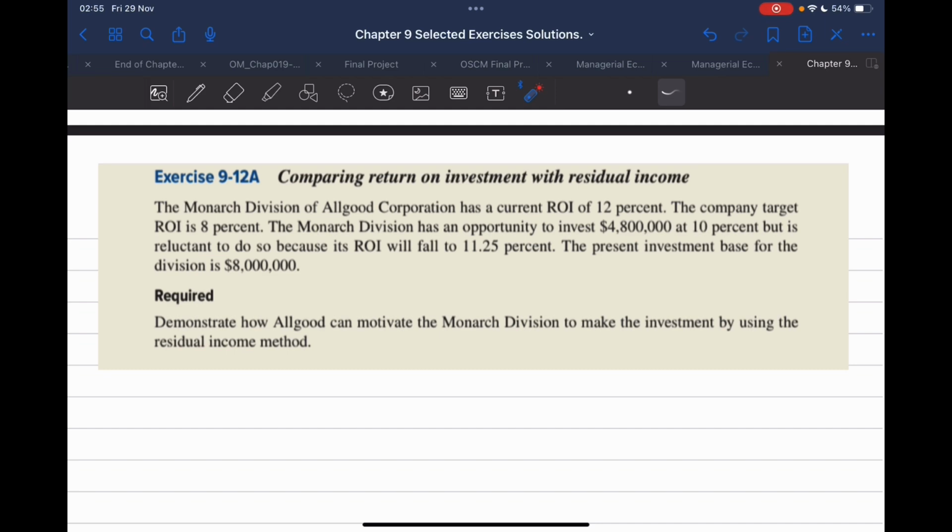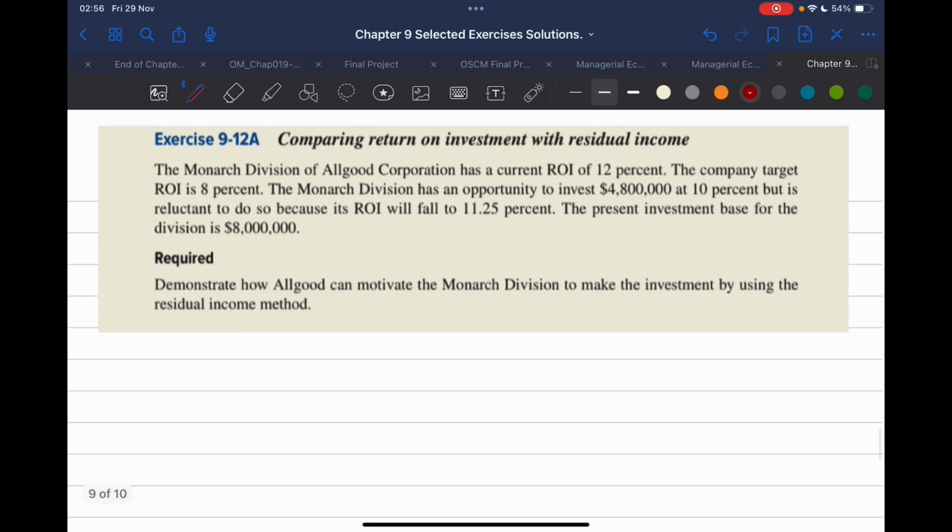All right. So all we need to do here is figure out the current residual income and then figure out what the new residual income would be if the Monarch division decides to take on that investment opportunity. And if the new residual income is higher than the current residual income, that would be enough motivation to convince the management of that division to take on that investment, right? So let's start with figuring out the current residual income.